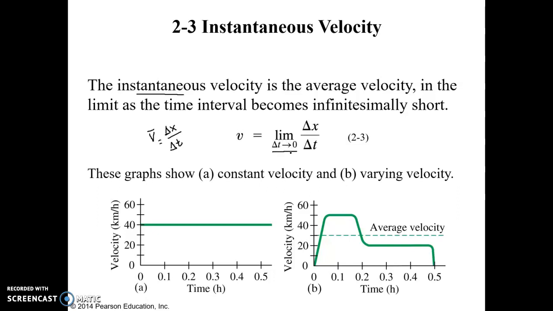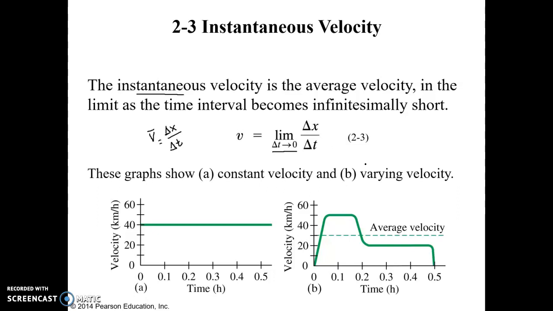So this is basically a fancy mathematical way of saying delta t gets really, really small. It approaches 0. It doesn't actually become 0 because you can't divide by 0. It just becomes something really, really tiny. So if we look at just a split second, an instant, how fast are you going at that particular instant.